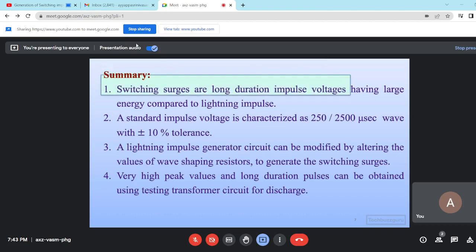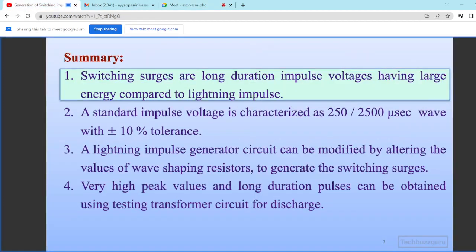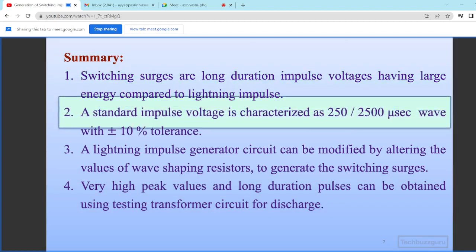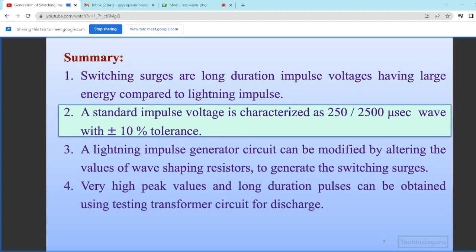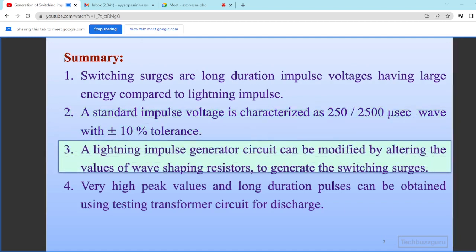Let us summarize what we have learned in this video. First and foremost, the switching surges are basically long duration impulse voltages having large energy when we compare with respect to the lightning impulses. The standard impulse voltage is characterized as a 250/2500 microsecond wave with plus minus 10% tolerance. The lightning impulse generators can be modified by altering the values of wave shaping resistors to generate the switching surges. So no different circuit is required. A lightning impulse generator itself can be used by making changes in the wave shaping resistors.